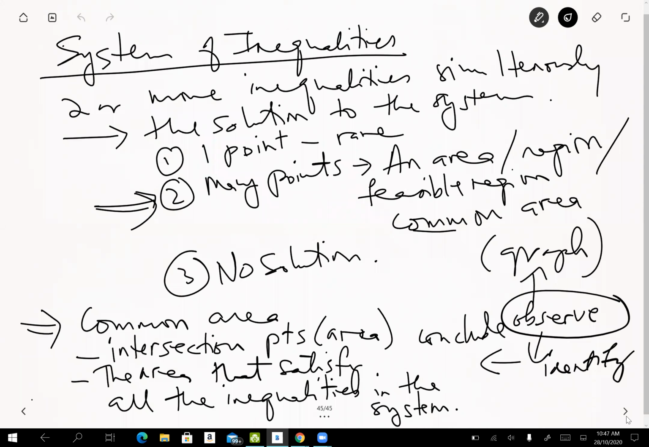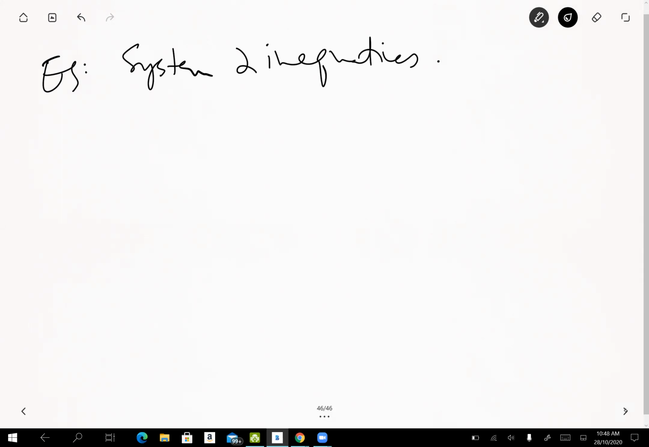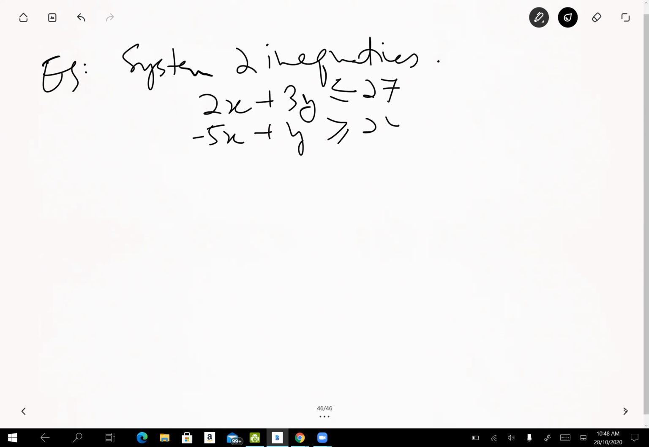So the example that we have is a system of two inequalities. Number one, I have 2x plus 3y less or equal to 27. And then we have negative 5x plus y bigger than 24. So that is a system, all right? So what we do here, you want to find the solution.